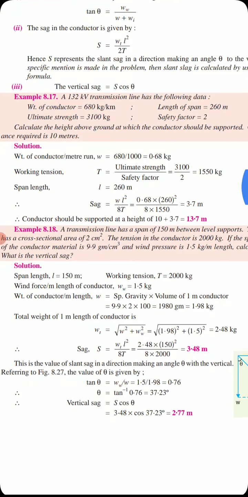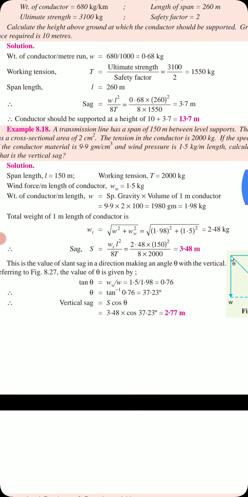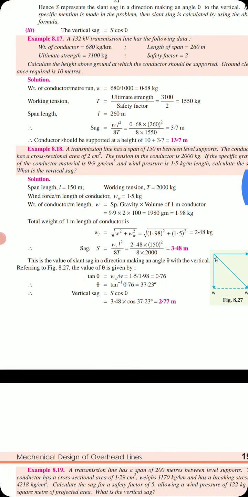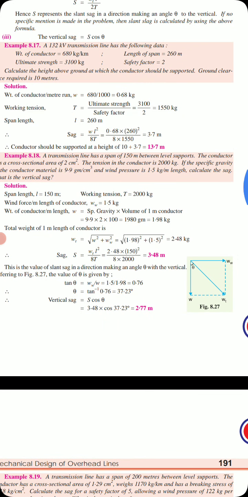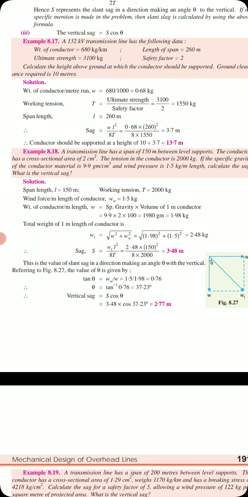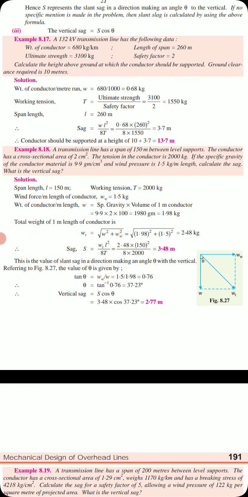Okay, now we will see one problem here. A transmission line has a span of 150 meter between level supports, and the conductor has a cross sectional area of 2 centimeter square. The tension in the conductor is 2000 kg. If the specific gravity of the conductor material is 9.9 gram per centimeter cube and the wind pressure is 1.5 kg per meter length, calculate the sag and the vertical sag.